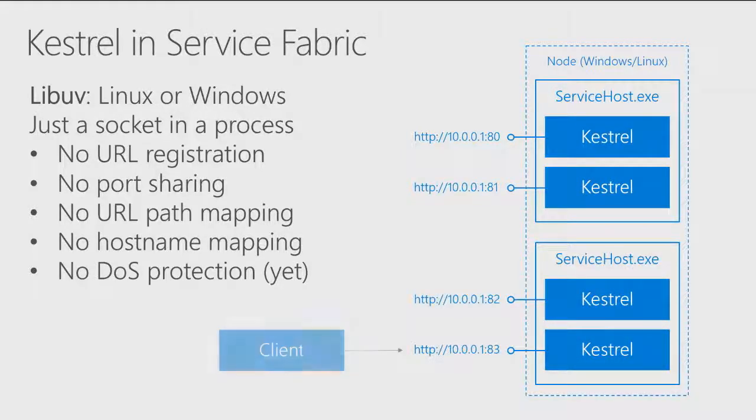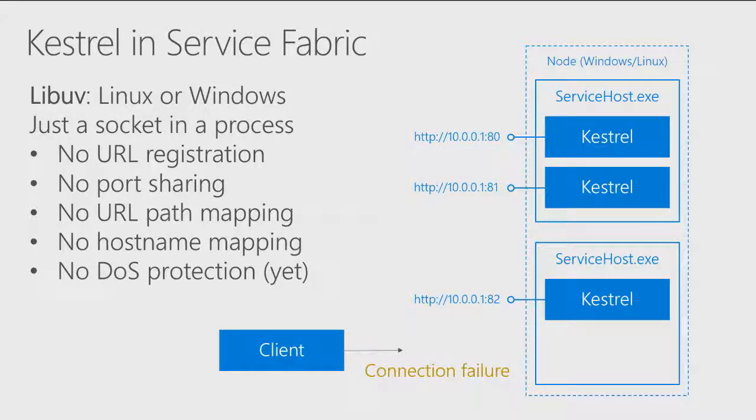Now this actually turns out to be a good thing because when a client connects to one of these Kestrel instances and that instance happens to move, if that service moves, the client sees a connection failure, which is actually a really good thing because it's very clear to the client that the service is no longer there.